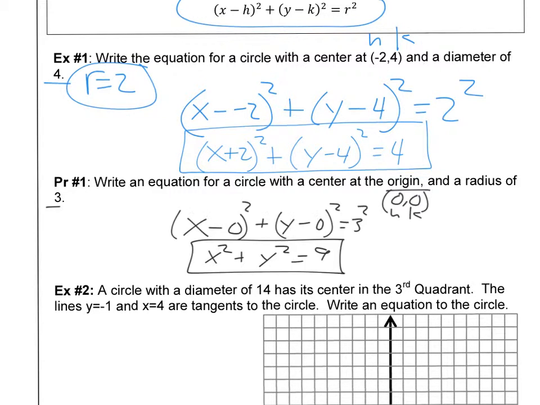Okay, so hopefully you saw that the origin is at 0, 0. So that's your h and that's your k, so you could do x minus 0 squared plus y minus 0 squared equals the radius squared, which is 3 squared. So that just simplifies down to this. Kind of neat.